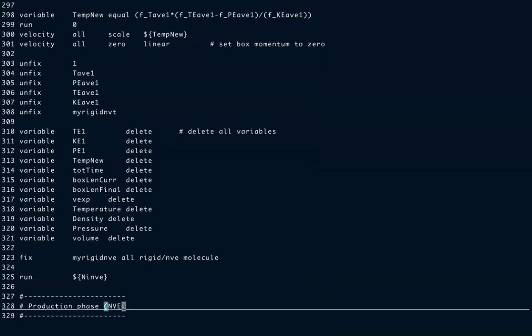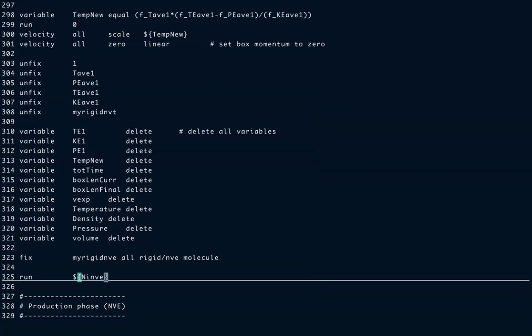Finally, I run now the system in the NVE phase with an initialization just to relax the system into equilibrium. The relaxation to equilibrium is necessary since the velocities of all the molecules have been rescaled.